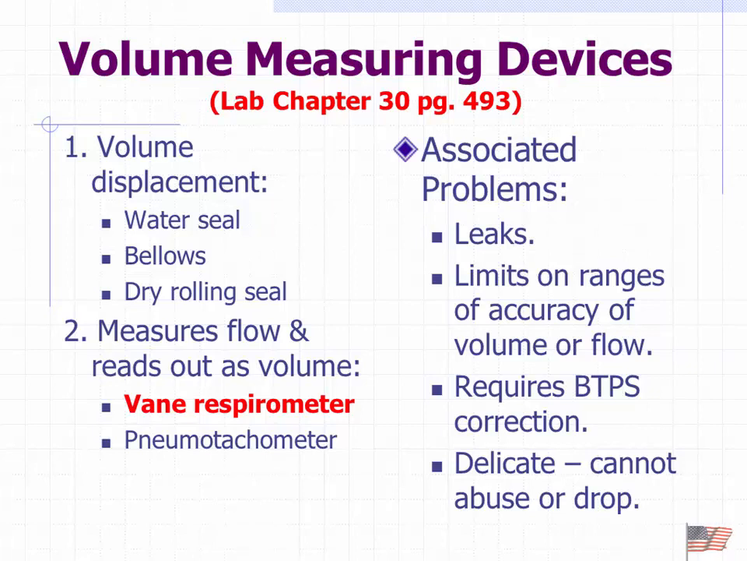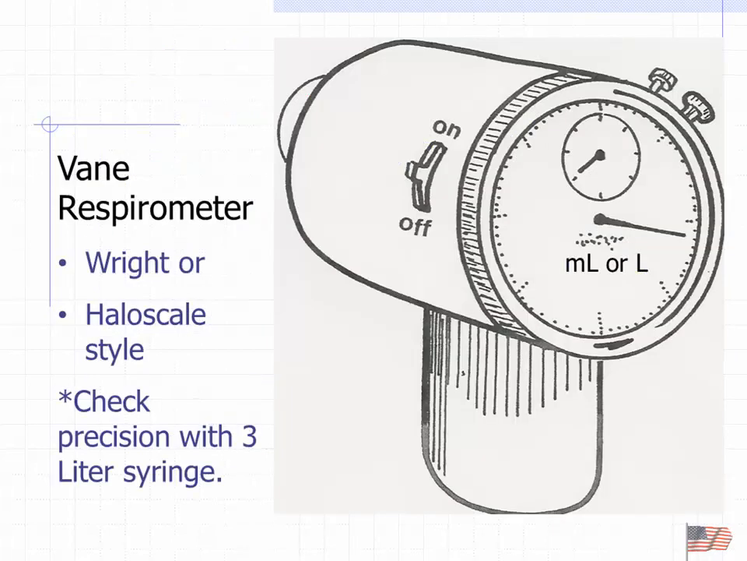Volume displacement is what we may use in a pulmonary function lab. The problem with them is there are leaks that are present. And remember, you're measuring volumes at ATPS, but we want to know what that volume is at BTPS inside the body. So you have to go back and correct for that. Fortunately, the machines all do it automatically, so life is easy.